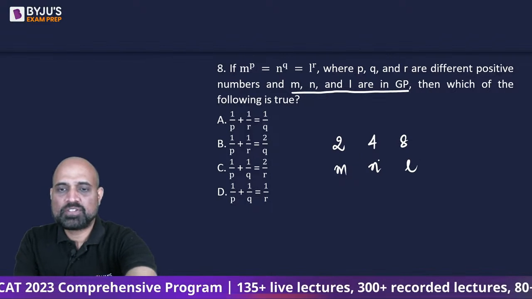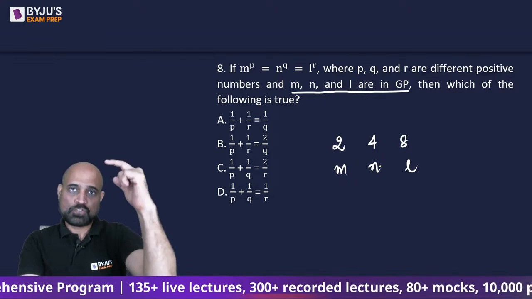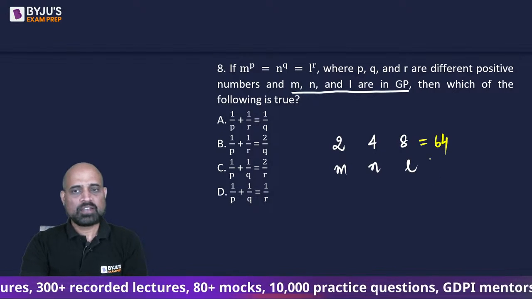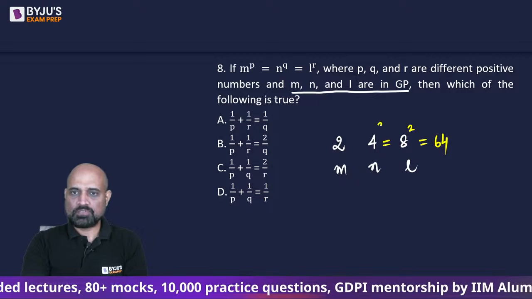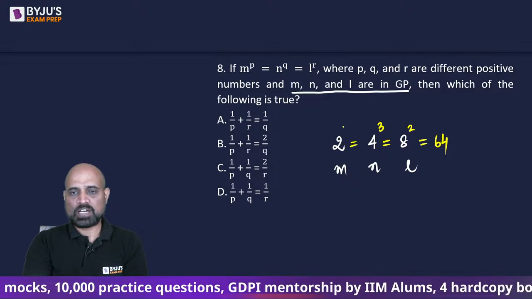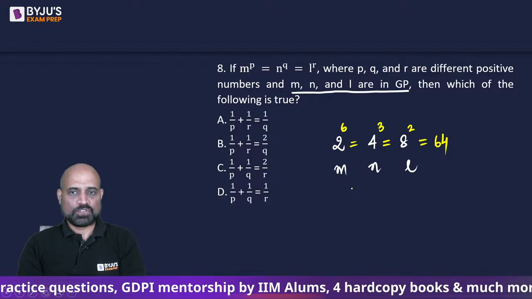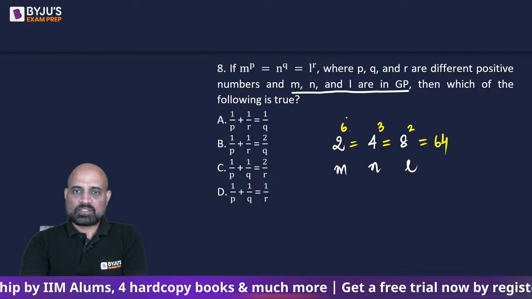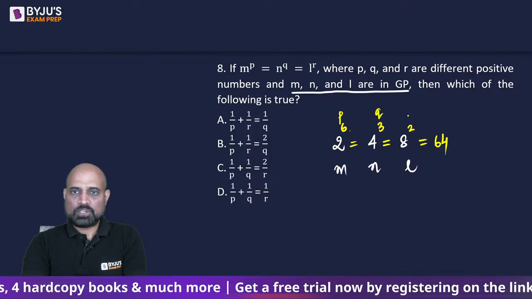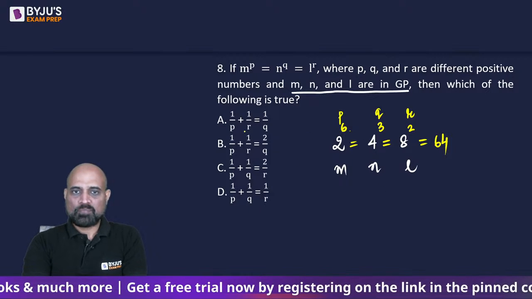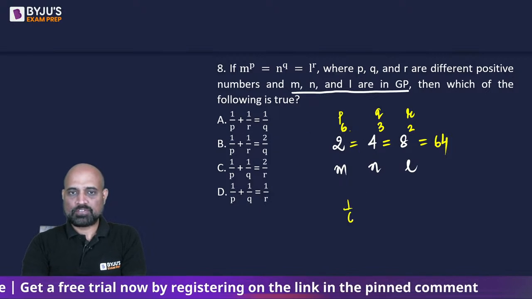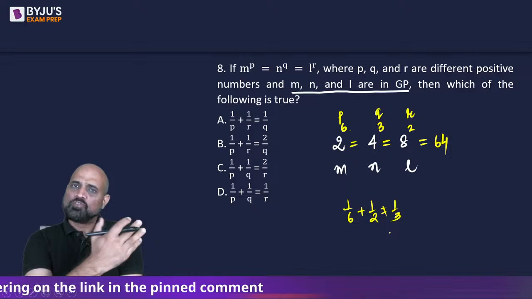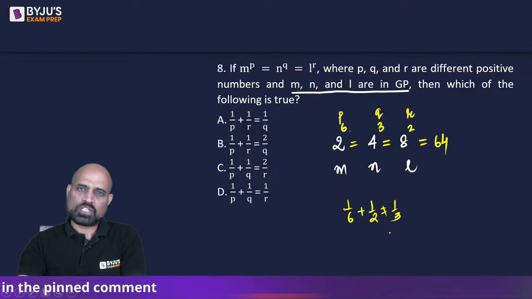Now we need to think of a value which is in the power of 2 and 4 and 8, it should be a power of all three, right? So we take it as 64. If I take this as 64, 8 square is 64, 4 cube is 64, and 2 to the power 6 is 64, right? So what is the relation between this 6 is our P, this is our Q, and this is our R? So 1 by 6 plus 1 by 2 is equal to 1 by 3, first option, definitely not. 1 by 2 is already bigger on one side, how can adding something make it less?